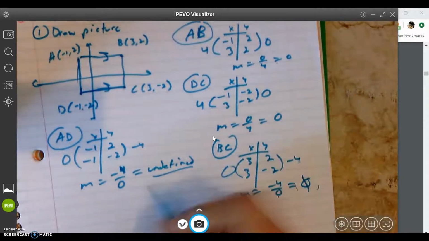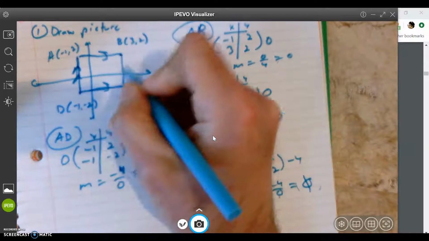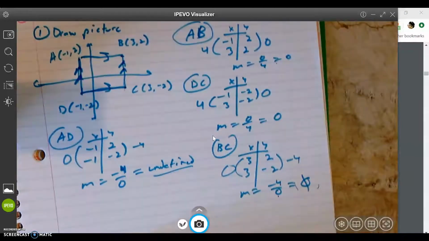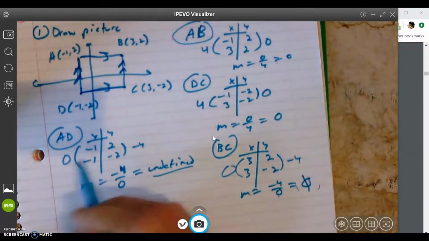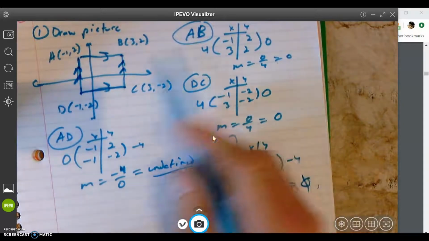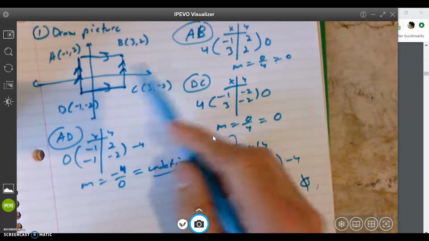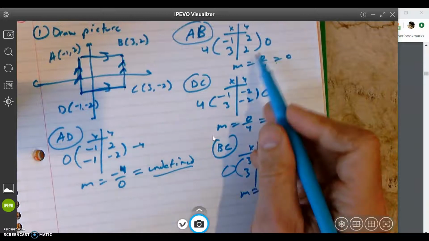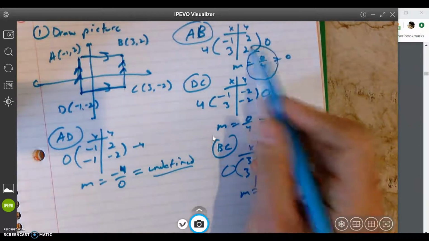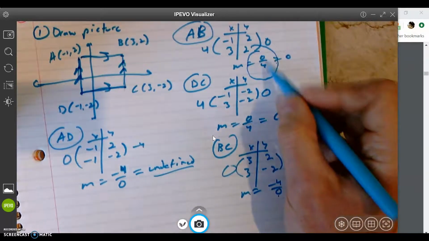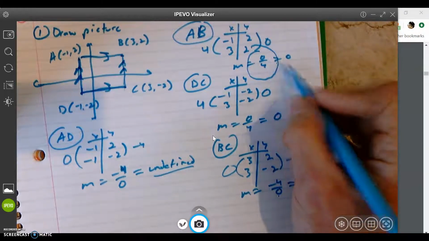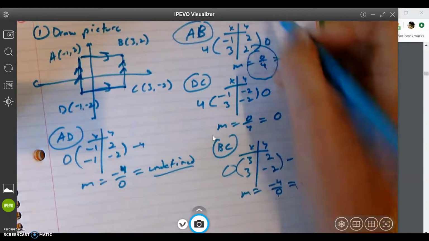So what have we proven? That this side is parallel to this side. Okay. So we also want to know, do we have a right angle? Do we have opposite reciprocals? Well, look, we have 0 over 4 here, right? And so what would be the opposite reciprocal of that? So you need to flip it.